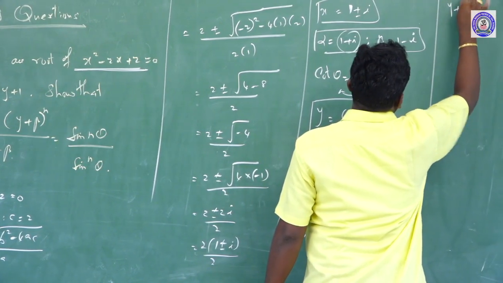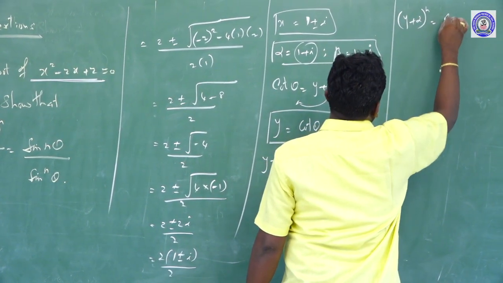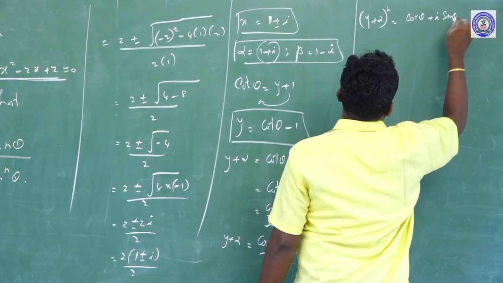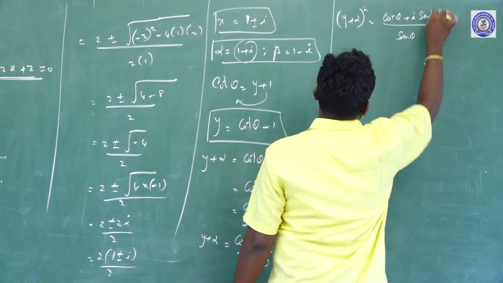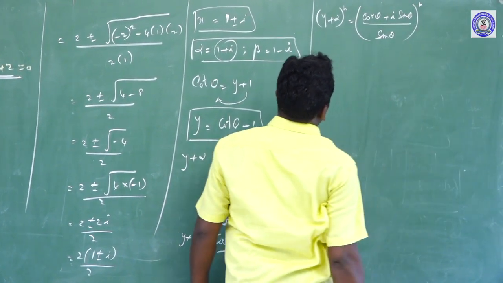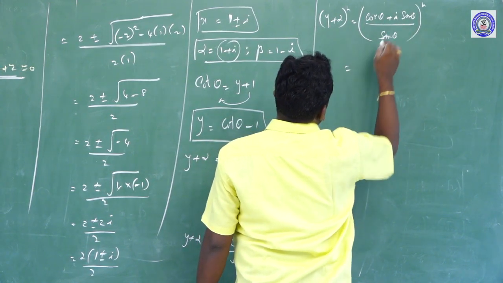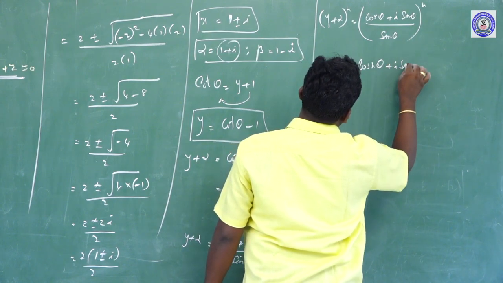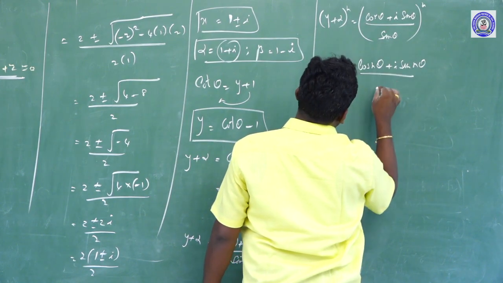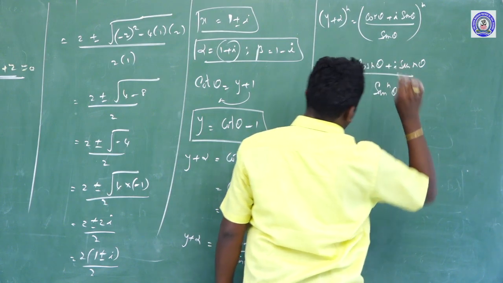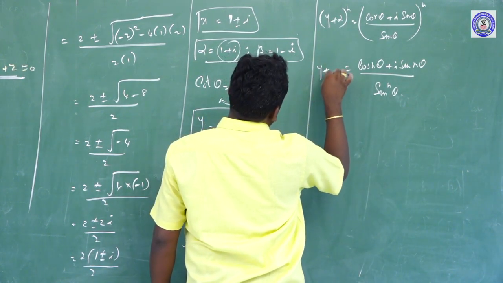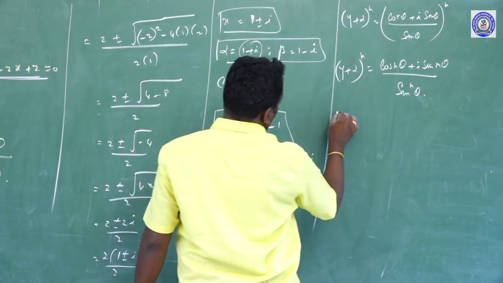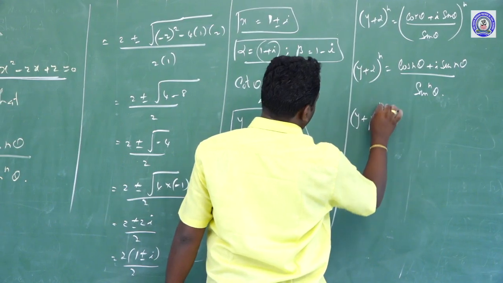(y plus alpha) whole power n equals (cos theta plus i sin theta) by sin theta, raised to the power n on both sides. Bringing the power n to the argument, as it is a complex number: (cos n theta plus i sin n theta) by sin power n theta. That is (y plus alpha) whole power n. Next we want to find the next term, (y plus beta) whole power n.